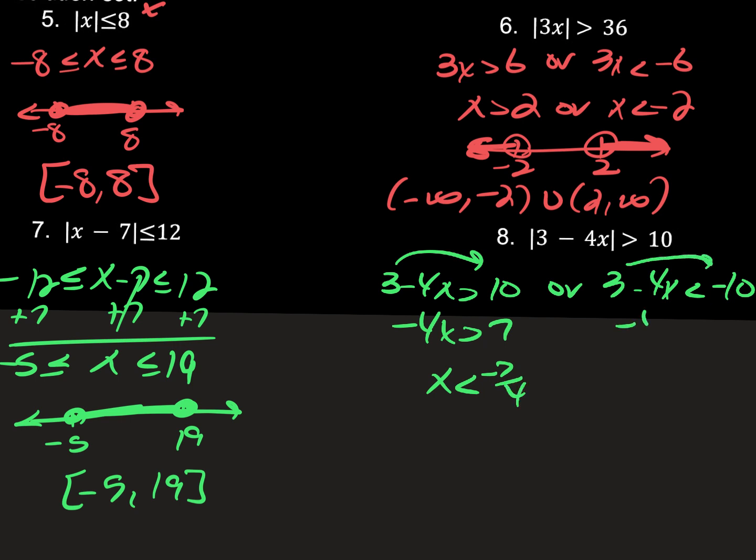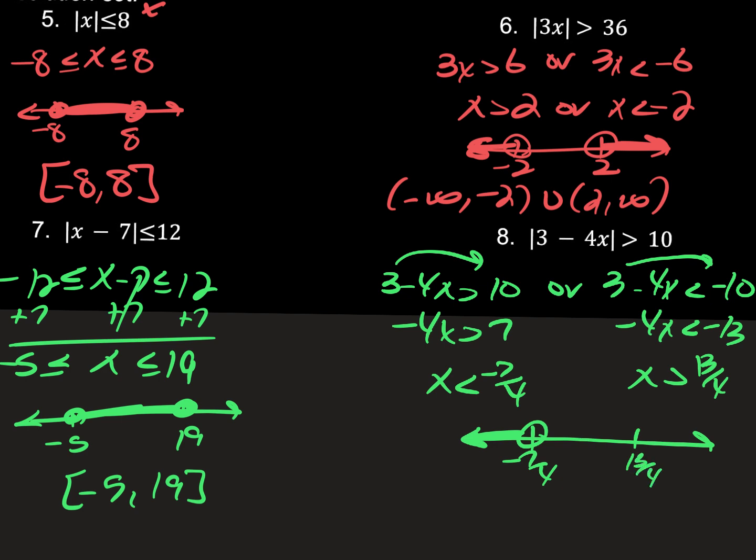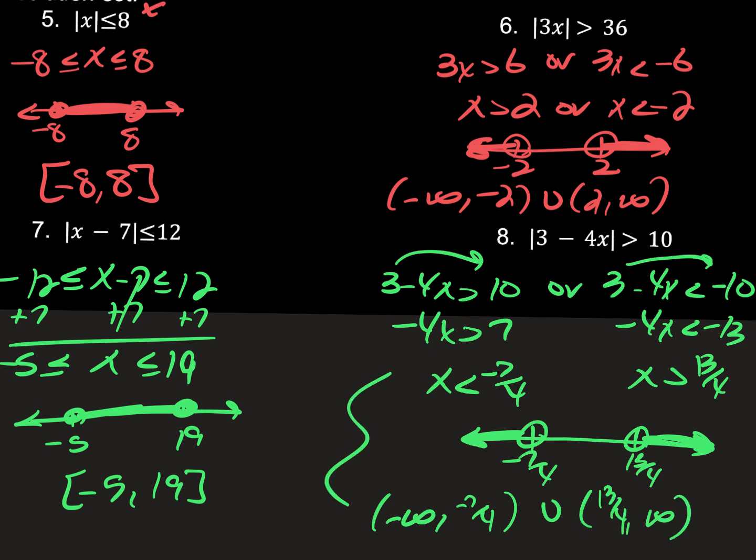Right here, move the 3 over. You get negative 13. Divide by negative 4. Don't forget to flip that sign again. Get 13/4. So when you draw your number line, you're going negative 7/4, and you're going less than that. 13/4, you're going greater than that. And so you get negative infinity to negative 7/4 for the left-hand side. The right-hand side is 13/4 to infinity. So you need to see all 3 of those answers there.